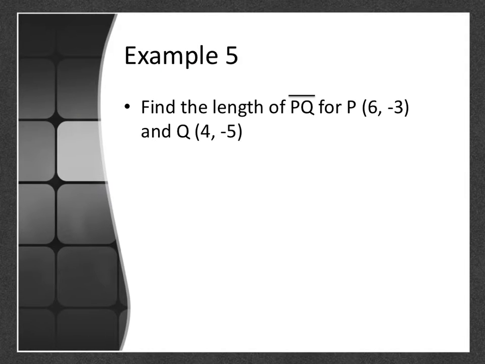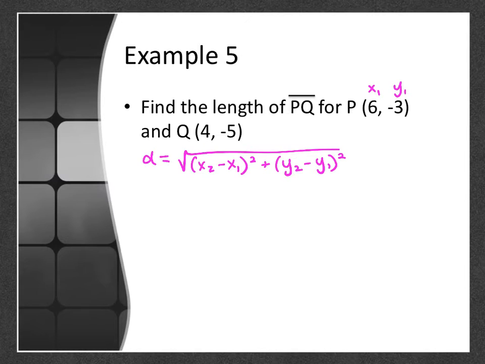All right, example 5 says find the length of PQ for P (6, -3) and Q (4, -5). So again, distance is the square root of x2 minus x1 squared plus y2 minus y1 squared. It does not matter which ones you make the 1s and the 2s. You just got to be consistent. So if this is x1, I can't pair it with y2. It's got to be x1, y1, x2, y2. And then plug them in.